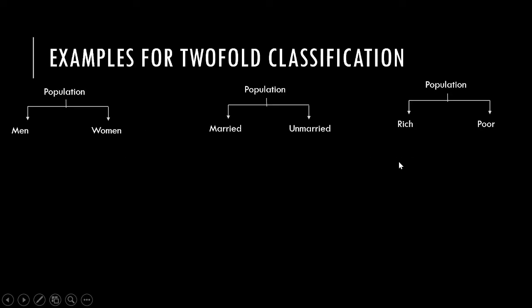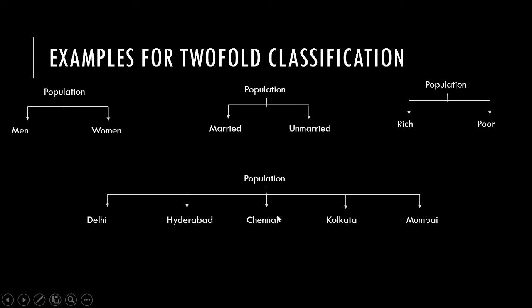In twofold classification, the one attribute can be divided in a set of characters. Like the population can be divided based on the gender, marriage and wealth. All these examples are part of dichotomous branching. In a different example, population can also be divided based on different cities, which is an example of polychotomy.